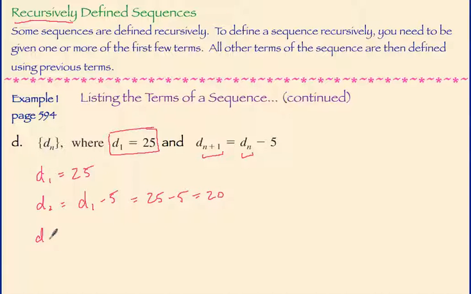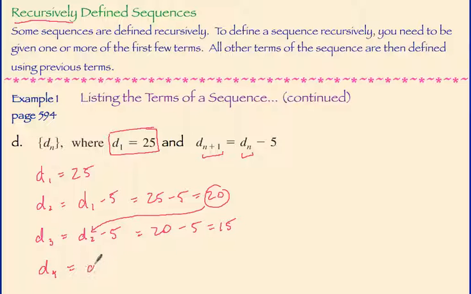Now d sub 3 is going to be the previous term, d sub 2 minus 5, which of course was 20. Remember, this was our d sub 2, so now we put it in here, and that's 20 minus 5, which is 15. So that's how this works. Each subsequent term is dependent upon the previous term.